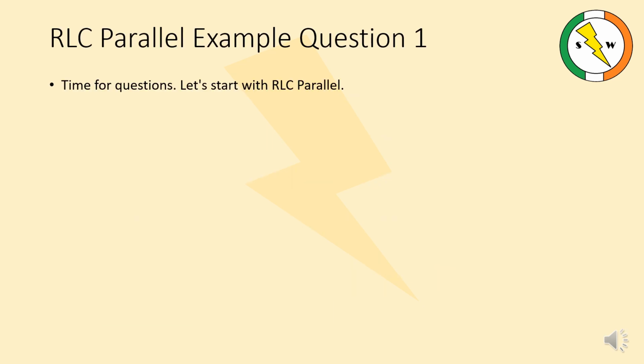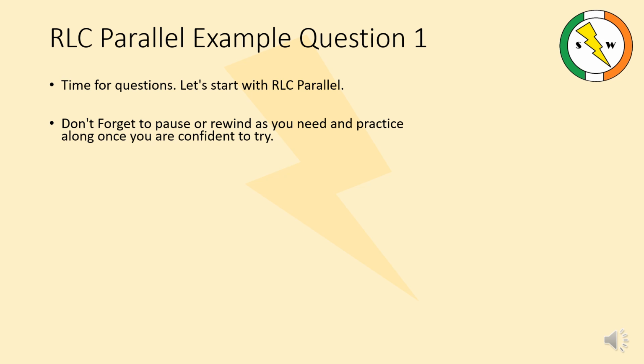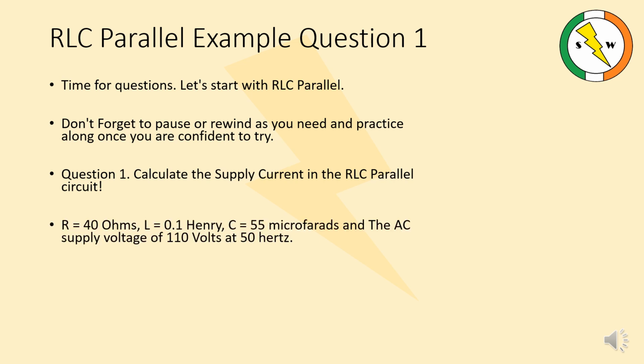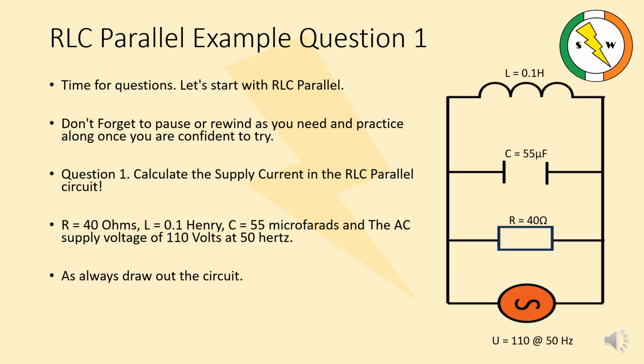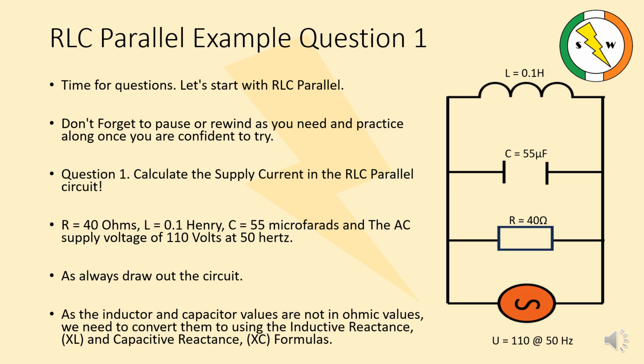Time for questions. Let's start with RLC parallel. Don't forget to pause or rewind as you need and practice along once you are competent to try. Question 1. Calculate the supply current. R equals 40 ohms, L equals 0.1 henry, C equals 55 microfarads, and the AC supply voltage of 110 volts at 50 Hz. As always, draw out the circuit. As the inductor and capacitor values are not in ohmic values, we need to convert them.